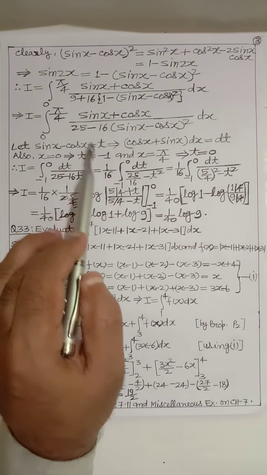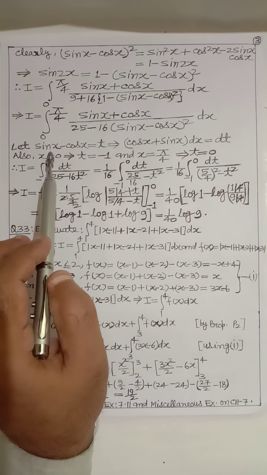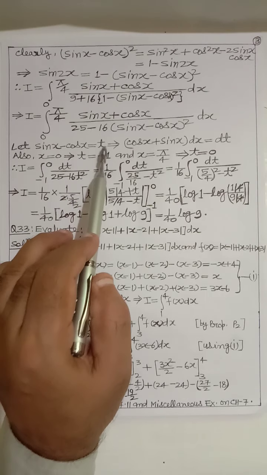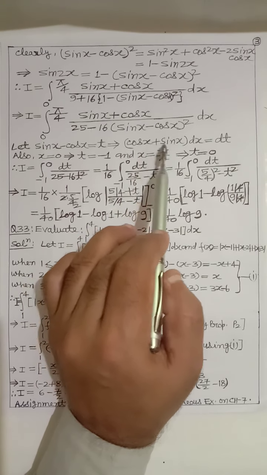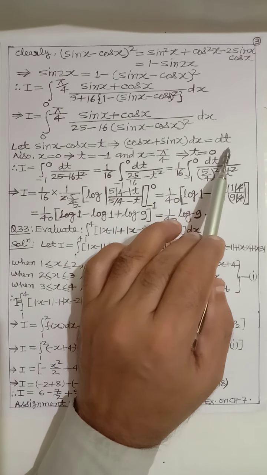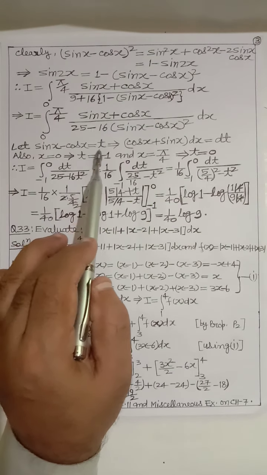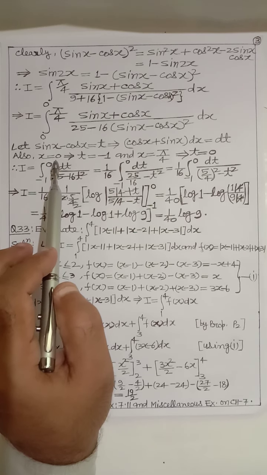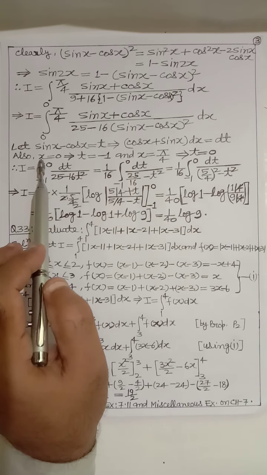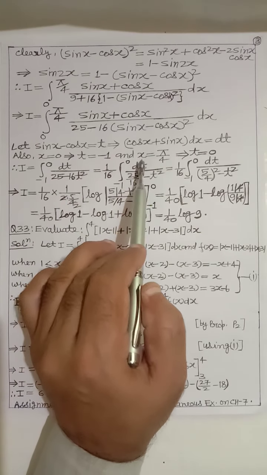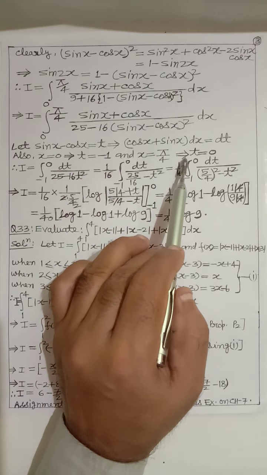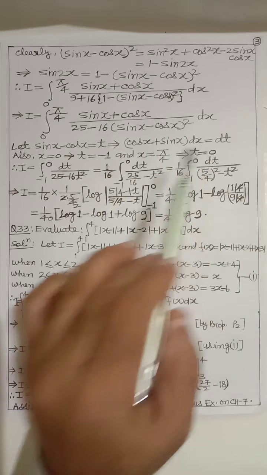Here we use the substitution method. Let sin x minus cos x equal t, so (cos x plus sin x) dx is equal to dt, and according to this the limits will also change. When x is equal to 0, t is equal to minus 1, and when x is equal to pi by 4, the corresponding t is equal to 0.